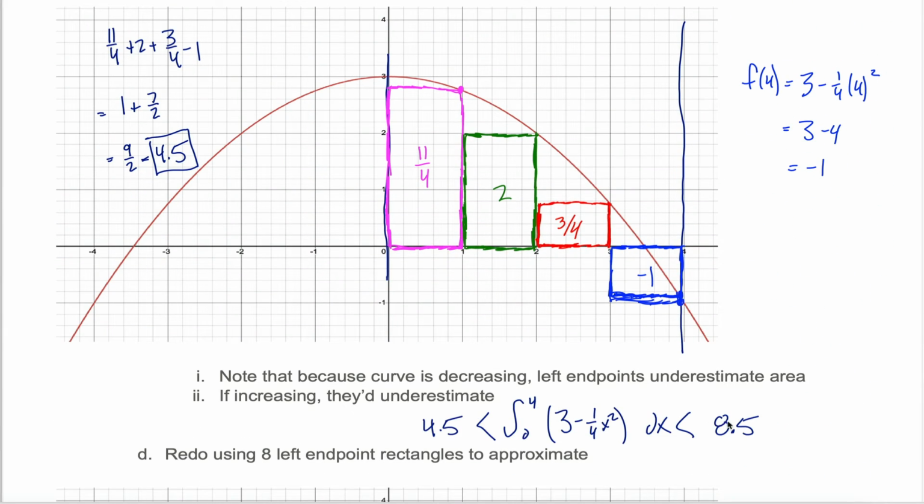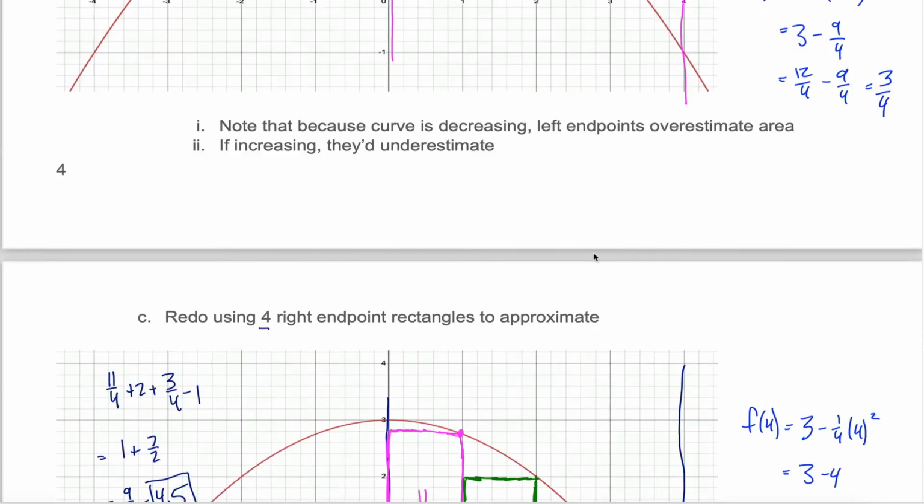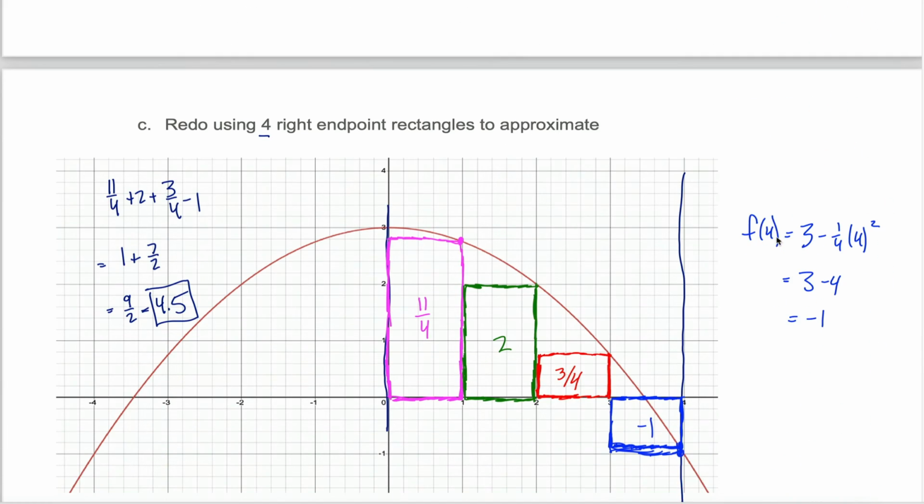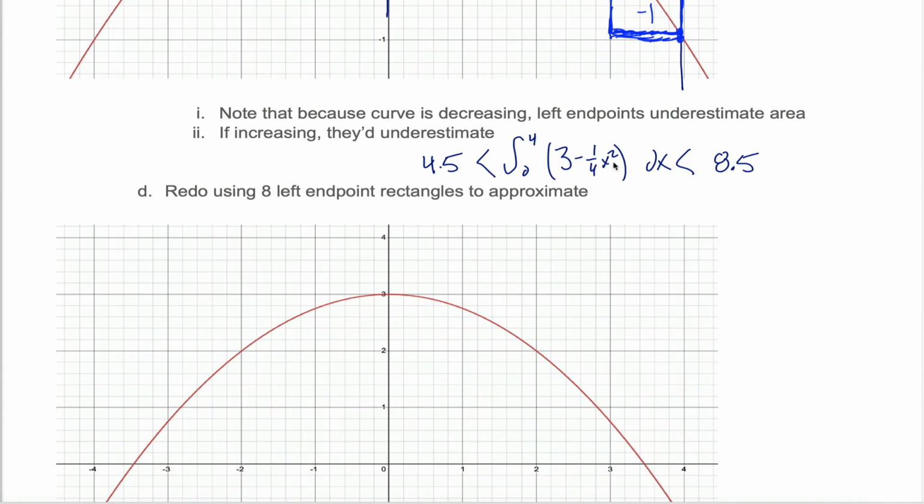And it turns out that often it's more important to bound estimates than it is to come up with close estimates. This 6.6 is pretty close, but I don't know if the real answer is a little more than 6.6 or a little less than 6.6. But I do know that the real answer is between 4.5 and 8.5.